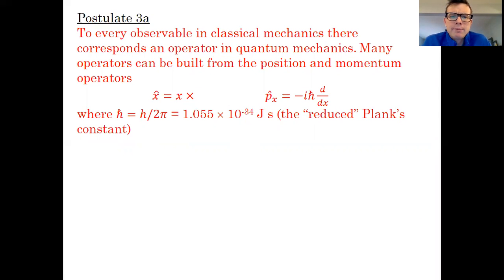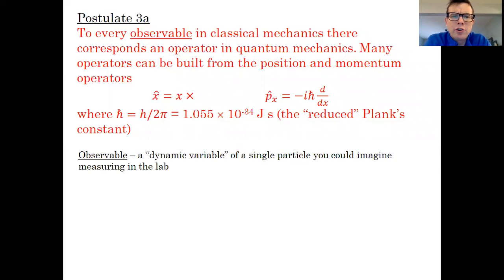Postulate 3 says, to every observable in classical mechanics, there corresponds an operator in quantum mechanics. Many operators can be built from the position and momentum operators, which are described here. Note in this description, the momentum operator, p hat, contains an h bar, which I had previously used, but this is the reduced Planck's constant, 1.055 times 10 to the minus 34 joule seconds. And there's a lot we need to talk about here. So I think we should start with defining some terms.